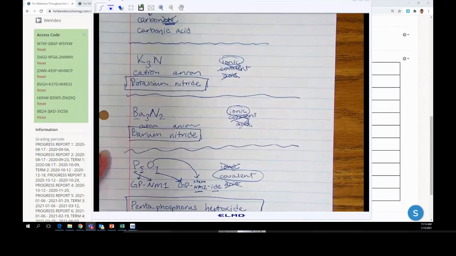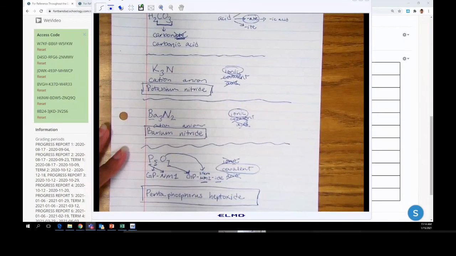I've got a couple more examples here. I can zoom out, get those all on the page.